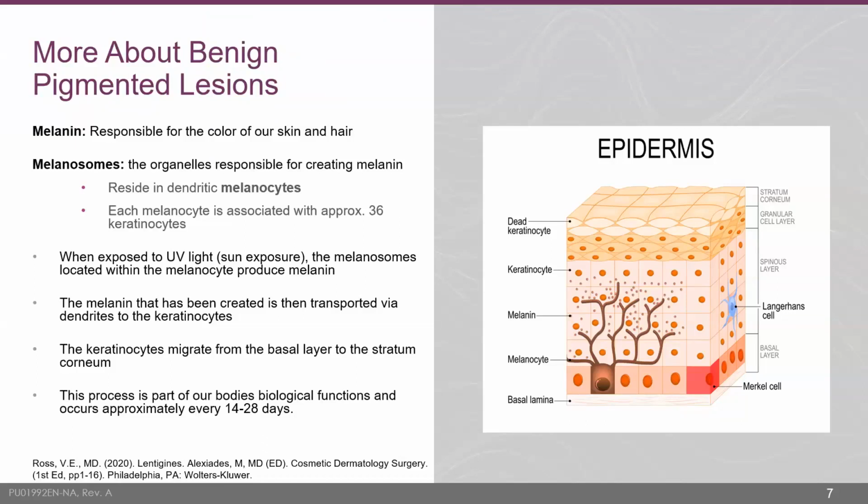keratinocytes. And then what happens is you end up with pigment within these cells, and then these cells will slowly migrate through the different layers of the epidermis until they reach the stratum corneum, when they die off and then they shed. And this process takes between 14 and 28 days from the new cell being formed to the dead cell shedding up at the stratum corneum.